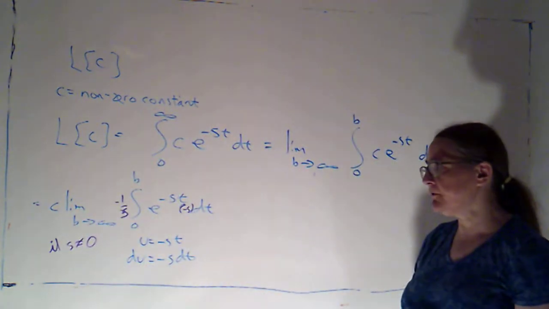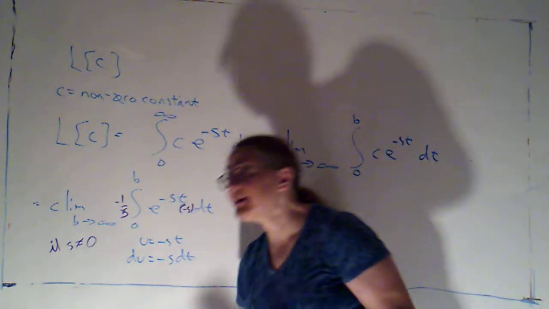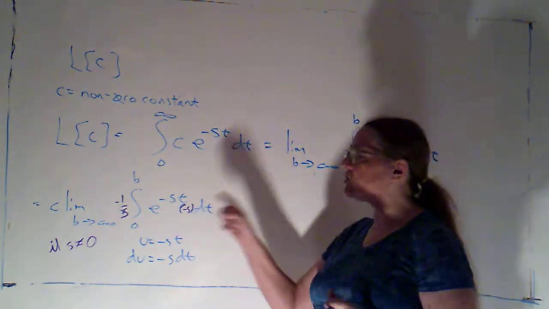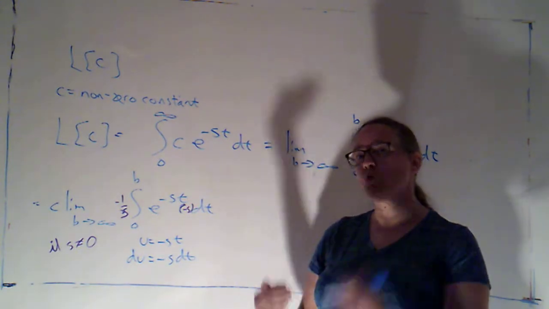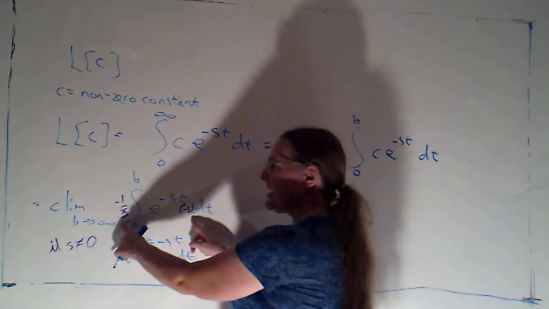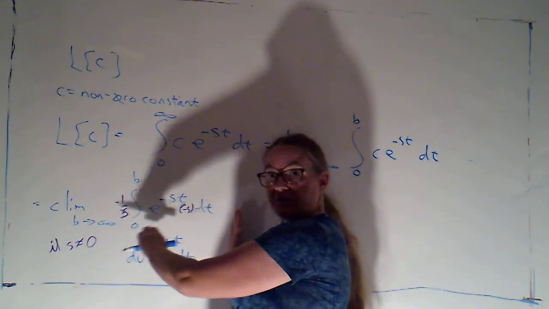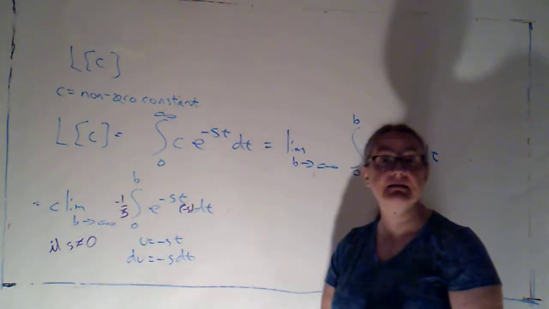But I need to be careful. That does not mean that the Laplace transform is undefined if s is 0. What that means is that this particular technique of integration, called u substitution, will not work if s is equal to 0. But just because I can't integrate using this method doesn't mean that the integral would diverge. So that's an open question. I'm going to have to look at that case separately.